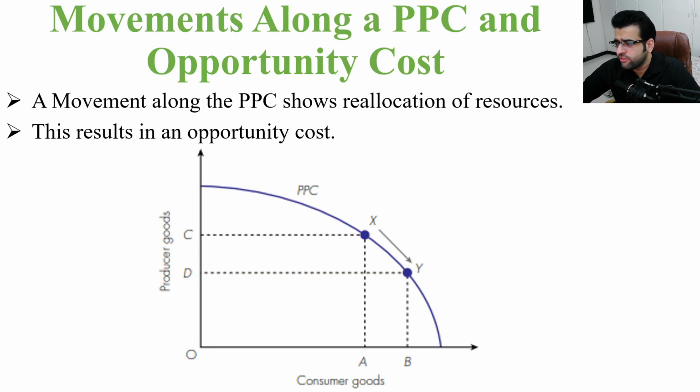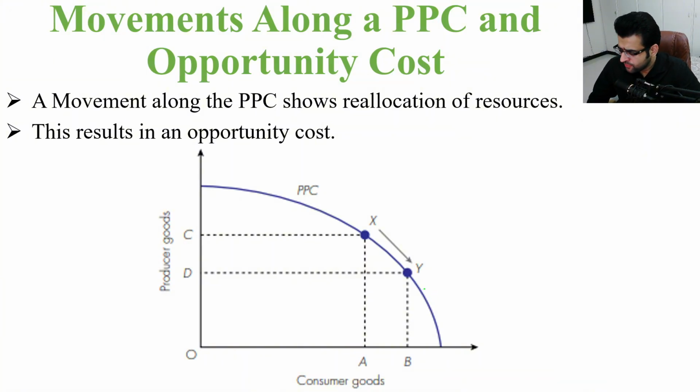Movements along a curve and opportunity cost. Now, a movement along the curve means moving from one point on the curve to another. Here we are moving from point X to point Y. So we are giving up some producer goods to produce more consumer goods. Producer goods are equipment or machinery etc. that are used to produce other goods and services. And consumer goods are the goods that we consume and they increase our standard of living.